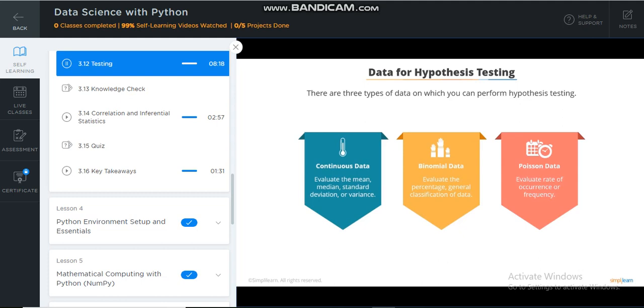Poisson data: evaluate the rate of occurrence or frequency. If the sample is asked how many times in a month they use the medicine, and the rate of frequency is recorded and then compared to the null hypothesis, where the rate should be less than a certain number.